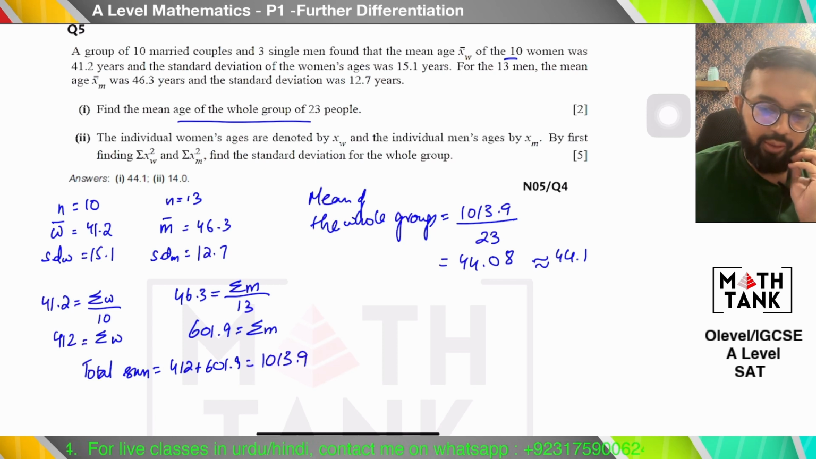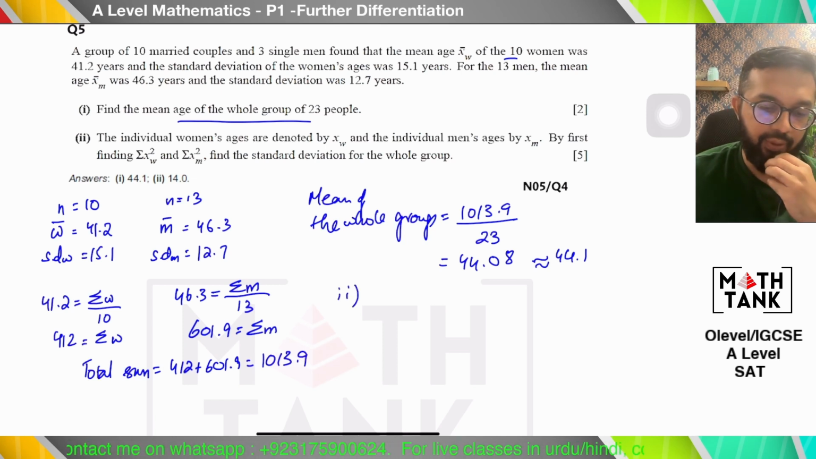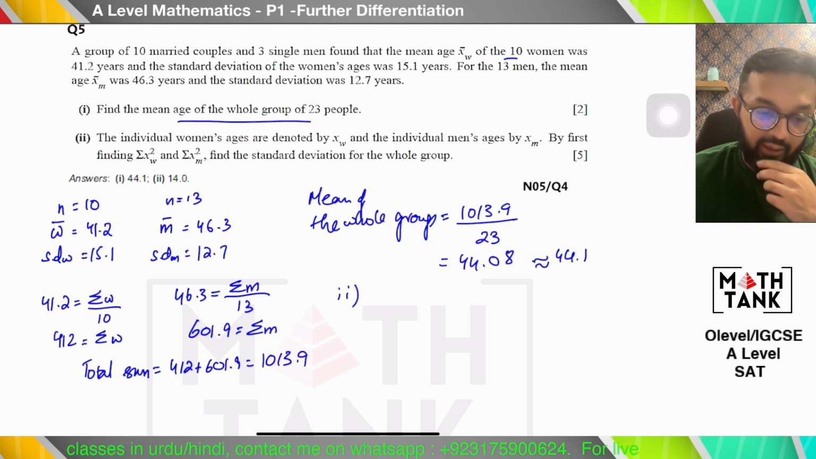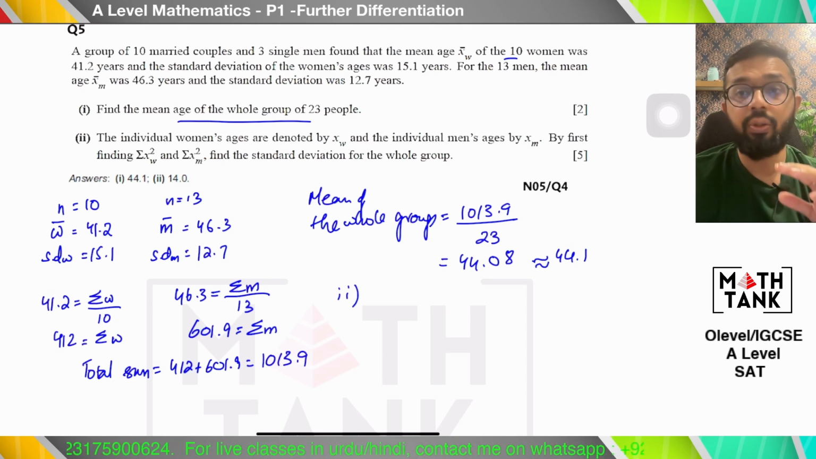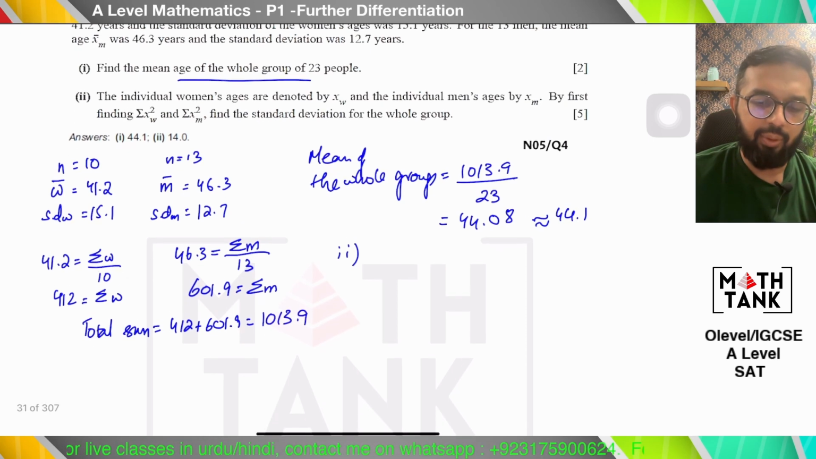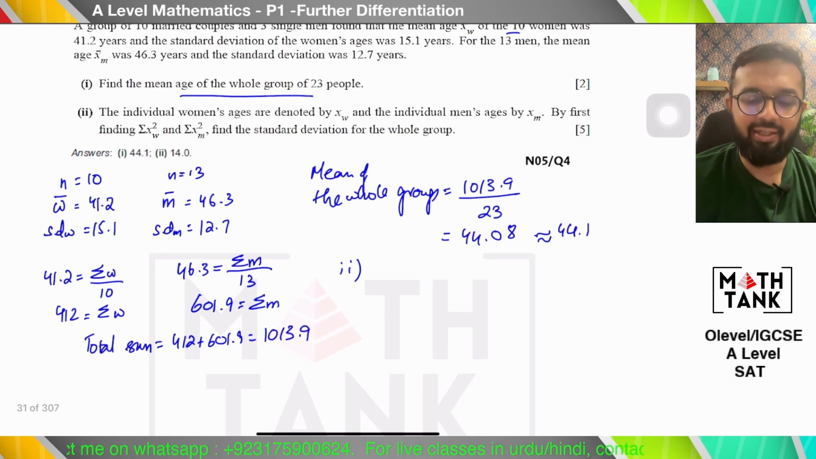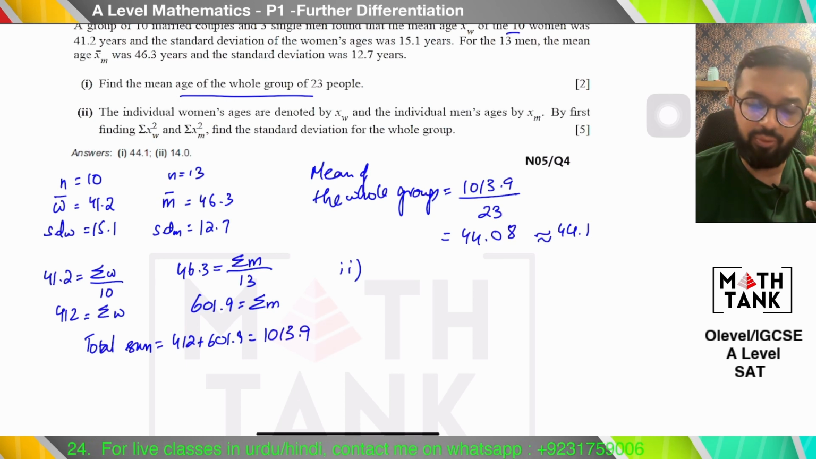Okay. Then part 2 says the individual women's ages are denoted by xW and the individual men's ages are denoted by xM. By first finding sum of xW squared and sum of xM squared, find the standard deviation for the whole group. So I'm going to do that as I did for the mean. I am going to decompose the standard deviation now. Now remember that I can't decompose the standard deviation. I'm going to use the variance.